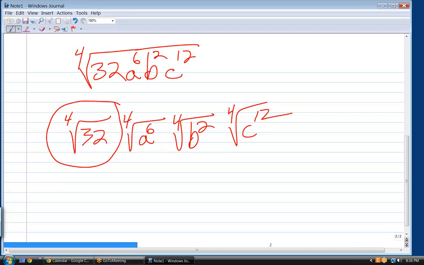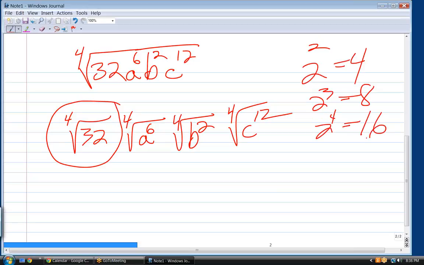Is there a trick to this, or do you just have to go about it? There really is kind of a trick to it. First of all, you have to know your numbers. In other words, 2 squared is 4, 2 cubed is 8, 2 to the fourth is 16. So the fourth root of 16 is 2.